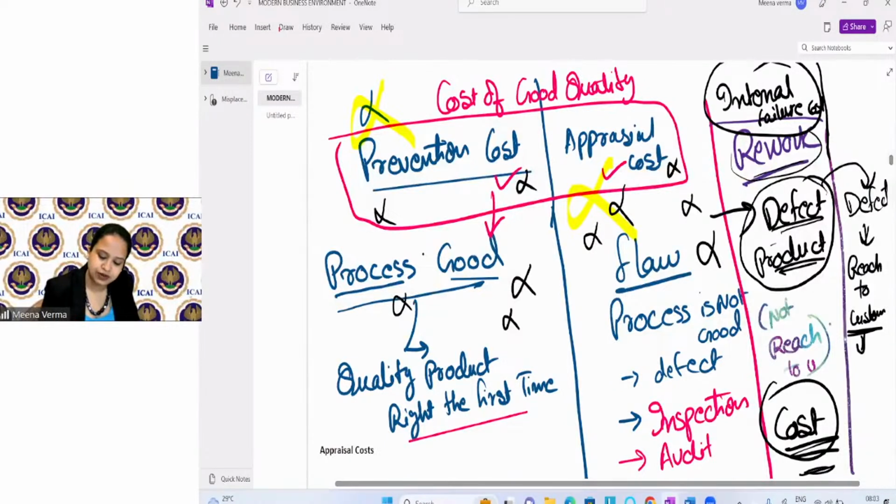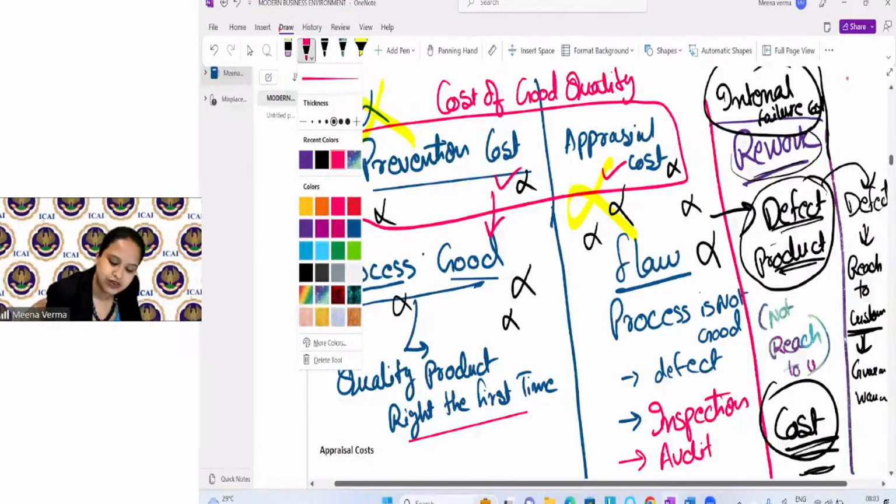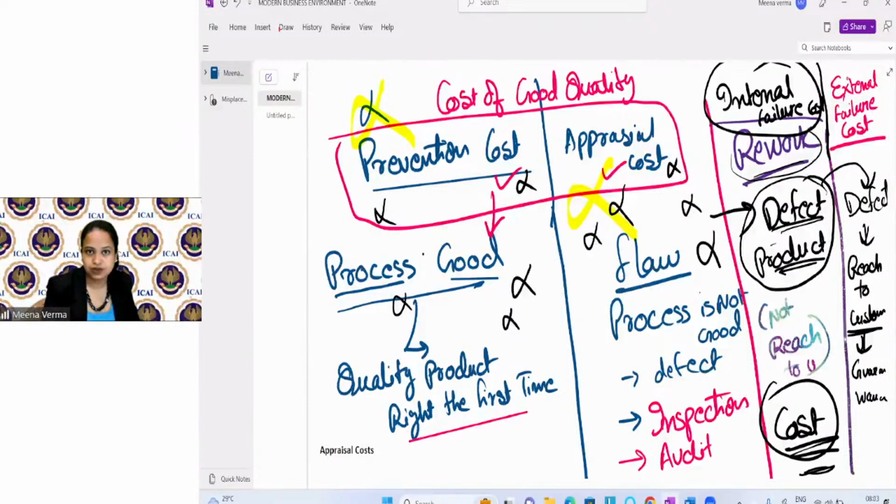Then what can happen? The customer can claim the guarantee. The customer can claim the warranty, after-sale services. So if you fail to identify the defective unit and the defect reaches the customer, it will result in external failure cost, right? The product will reach the final customer.